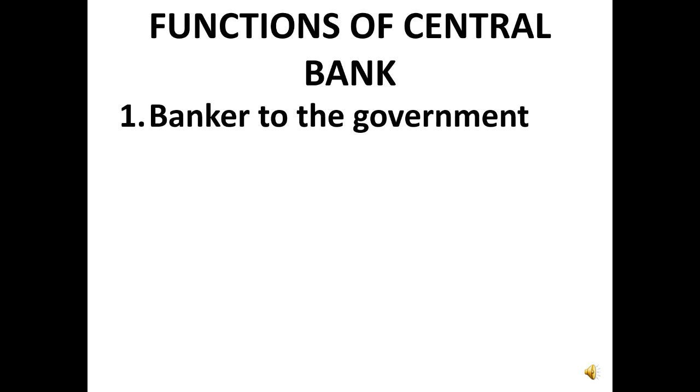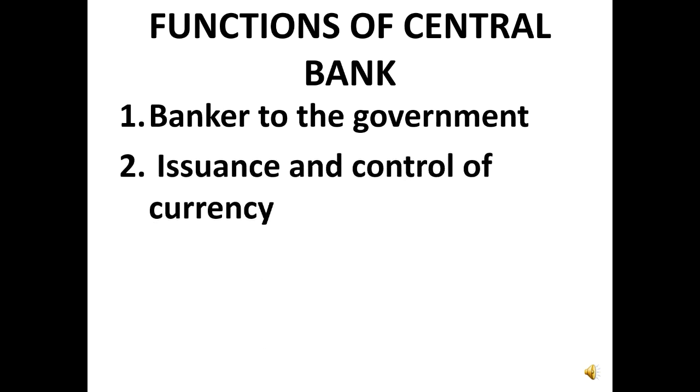One is the banker to the government. Government maintains account with the central bank. The revenue of the government from various sources are usually kept in central bank, and so they are called the banker to the government. They issue and control currency. The central bank gives directive for the printing of currency, and also ensures that the right amount of currency in circulation is maintained. So they issue currency and then they control the currency in circulation.